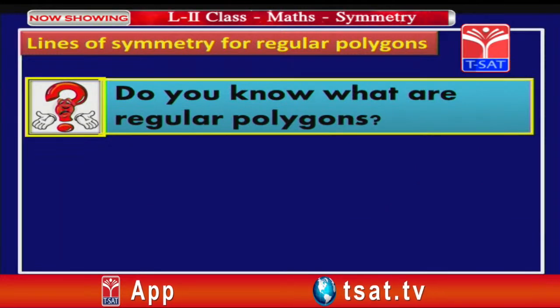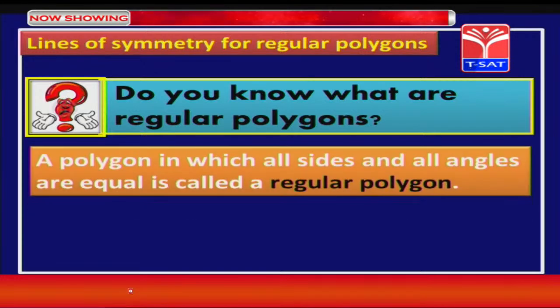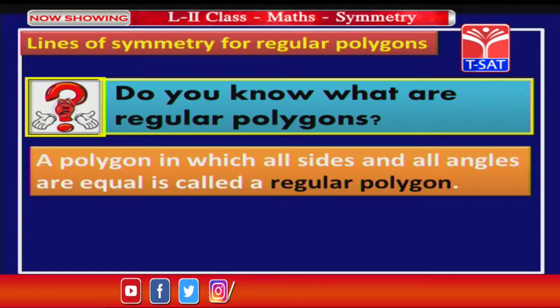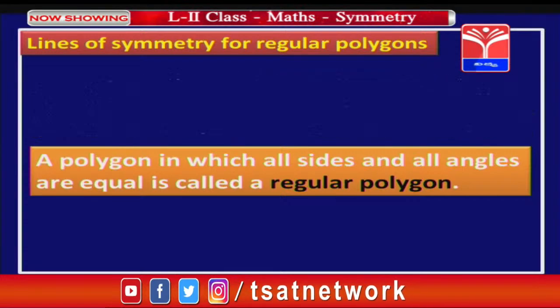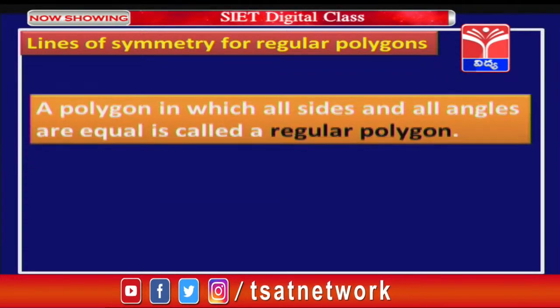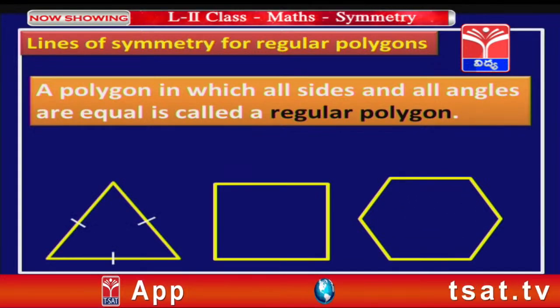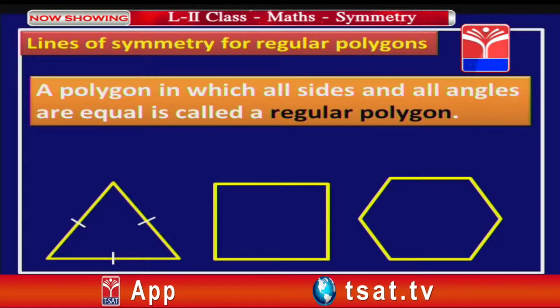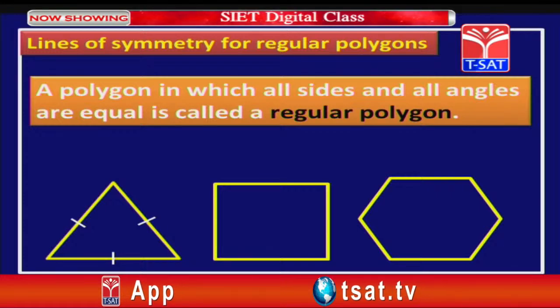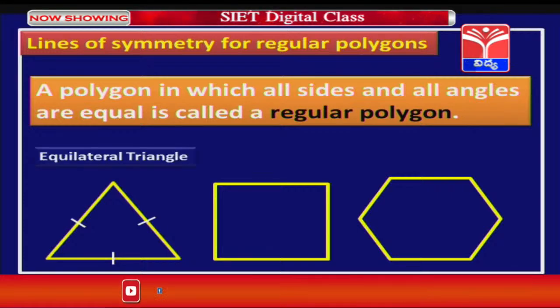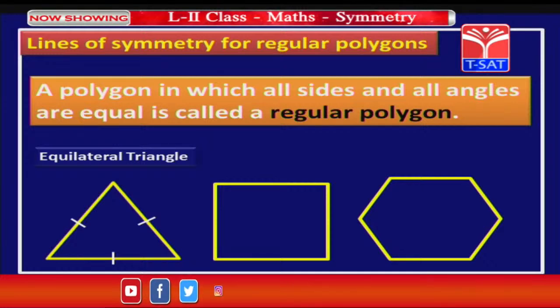Do you know what regular polygons are then? So, a polygon in which all sides and all angles are equal is called a regular polygon. Now, let us see what actually a regular polygon is. So, take a look at this. If you notice the first one, the triangle, all the sides are equal in this triangle. So, it is called an equilateral triangle. So, it is a regular polygon.